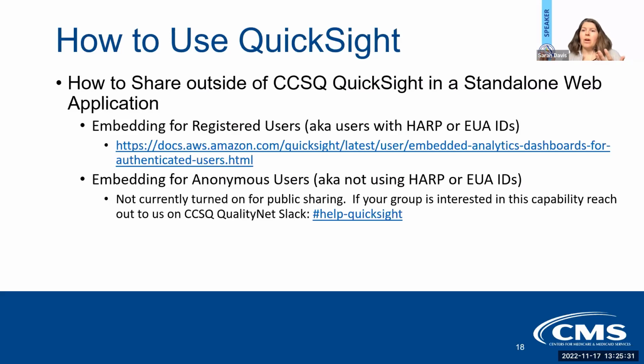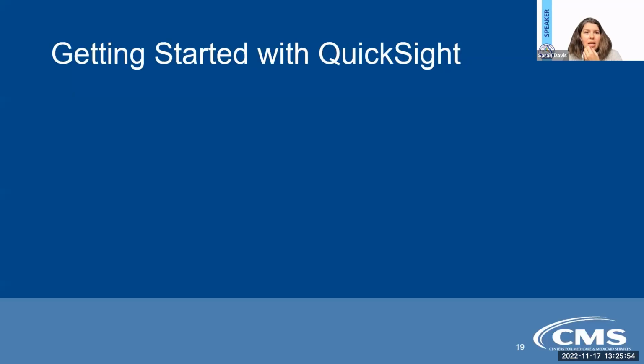So obviously this has a cost implication, which is why we want to make sure that we understand your use case and the benefits to CMS, and then we can start estimating what those costs are so that CMS can make an informed decision on turning this on or off or enabling certain groups or other groups to use that. All right. Next slide.